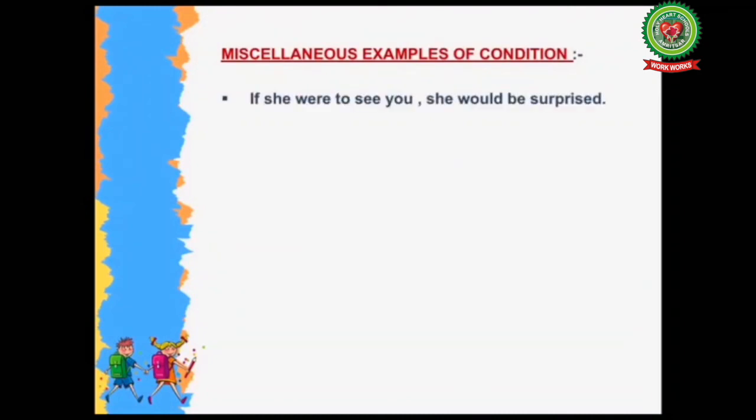Now let's come to some miscellaneous examples of conditions. If she were to see you, she would be surprised. Now the same sentence we can begin with "were." All we need to do is, step number 1, remove "if." Step number 2, interchange the position of the subject and the helping verb. "She" will go in the place of "were" and "were" will come in the place of "she." So our answer will be: were she to see you, she would be surprised.